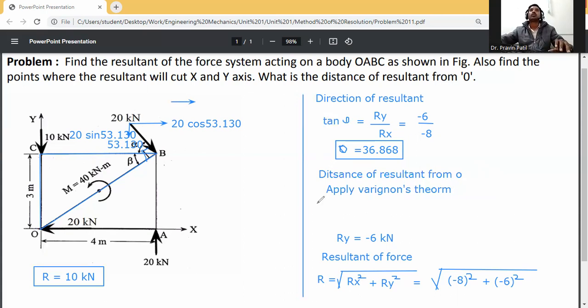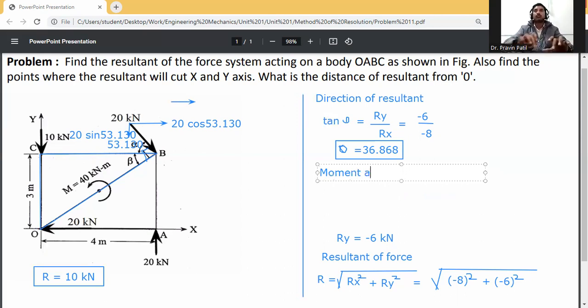So for that, first of all, calculate moment. We need to calculate the moment at O. If the direction of moment is clockwise, it will be taken negative. If the direction of moment is anti-clockwise, then it will be taken positive.